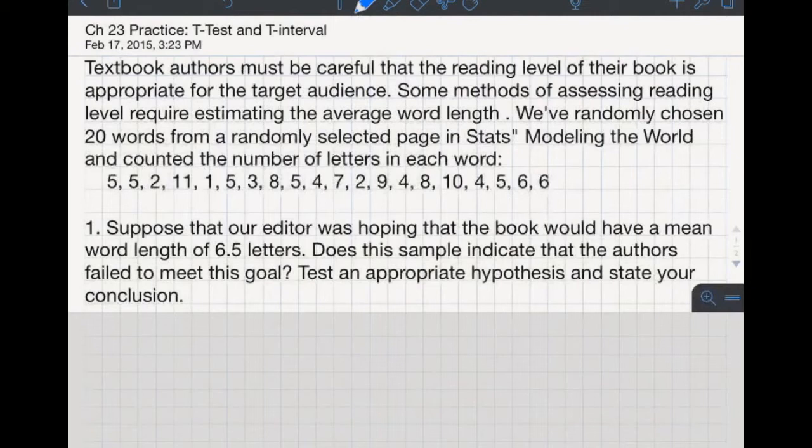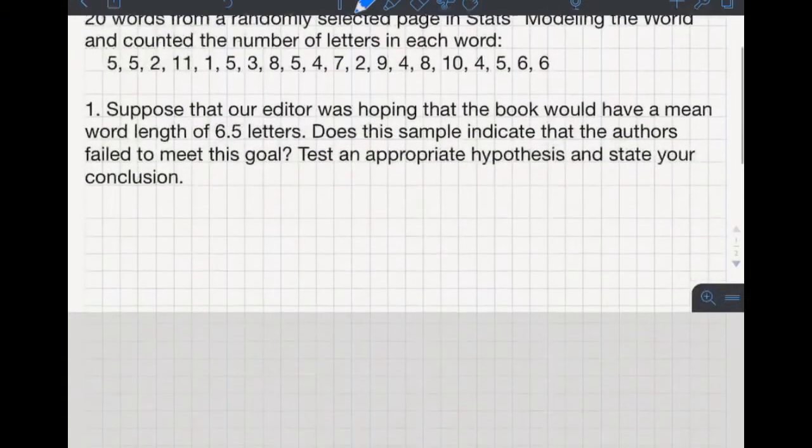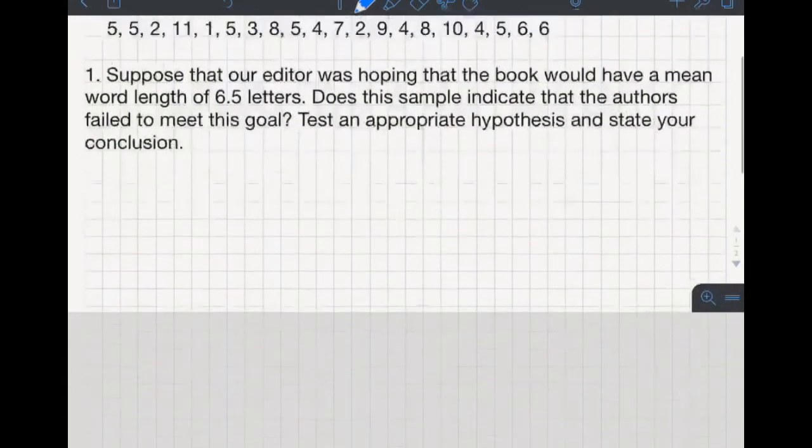In this case, 6.5 letters was the word length or the goal for this reading level. So if we take that, and you can pause this if you're reading along and trying to work this out for yourself, go ahead and type that into your calculator and get the numbers crunched, and you can even do the test if you want to. We're going to run through the whole process of what it would require to do a good job to complete this problem using the t-test.